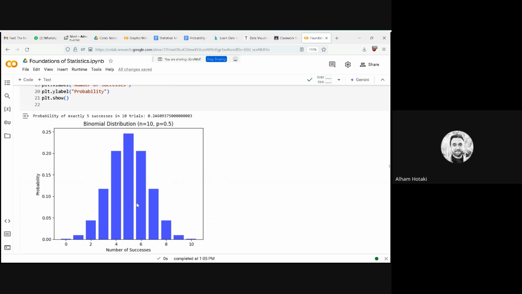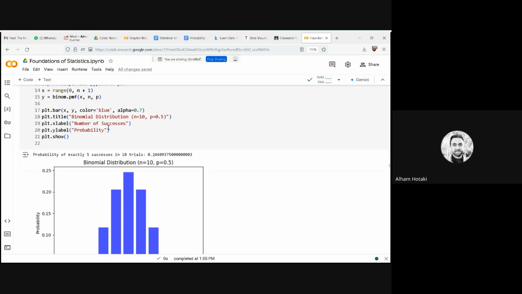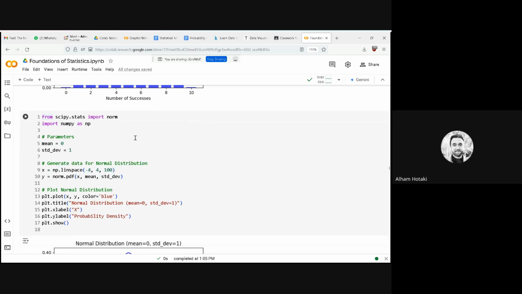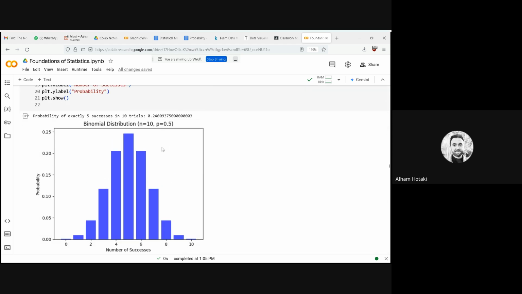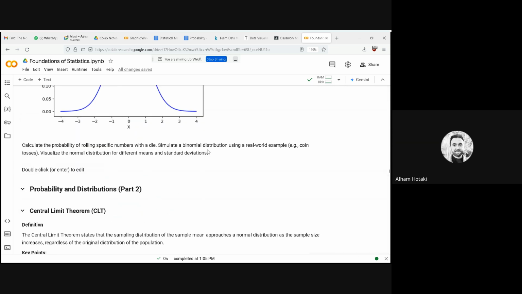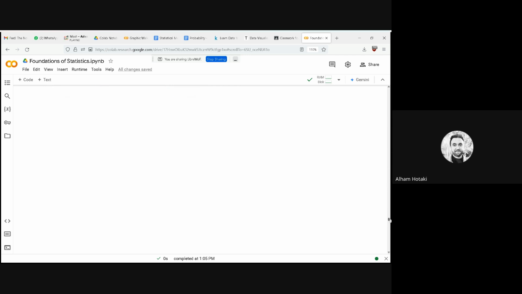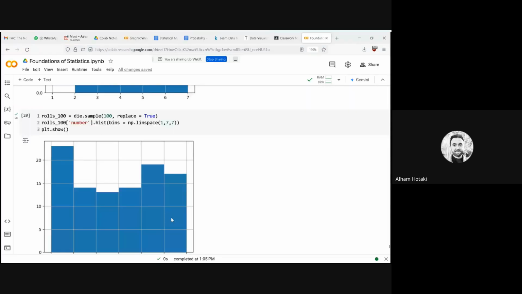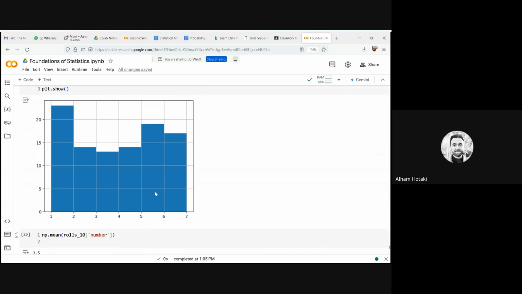So this is the type of binomial distribution that we learned, and I just explained it in a very detailed way, what binomial distribution means. It means a discrete distribution, which gives the probability of k successes in independent trials with probability p. So this is how we roll a die, and then we visualize the probability of having those rolls.